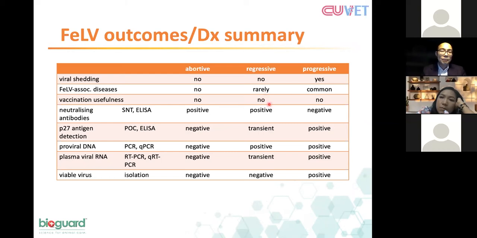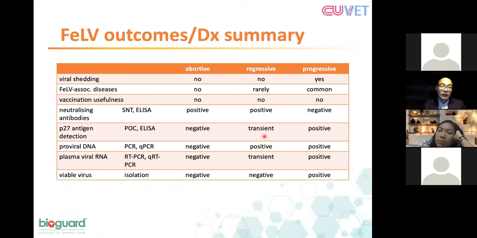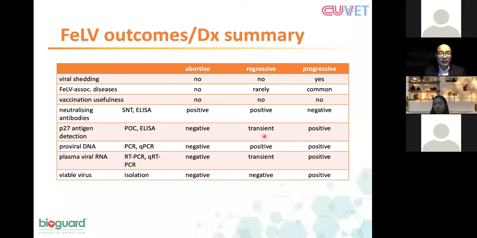Again, vaccination is only useful in true FeLV naive cats, and regressively infected cats have already mounted a strong immune response and have a detectable level of neutralizing antibodies. So therefore, vaccination is not very useful in regressively infected cats. If you want to detect p27 antigen in these regressively infected cats, the window of detection is quite short, no later than 3 months after infection, because the cat can control it. So I would say transient p27 antigen.